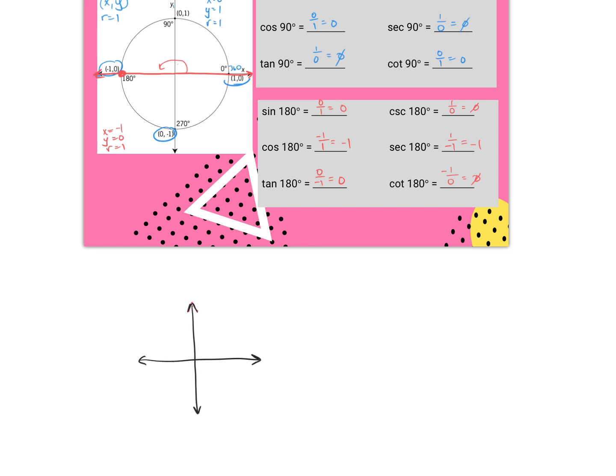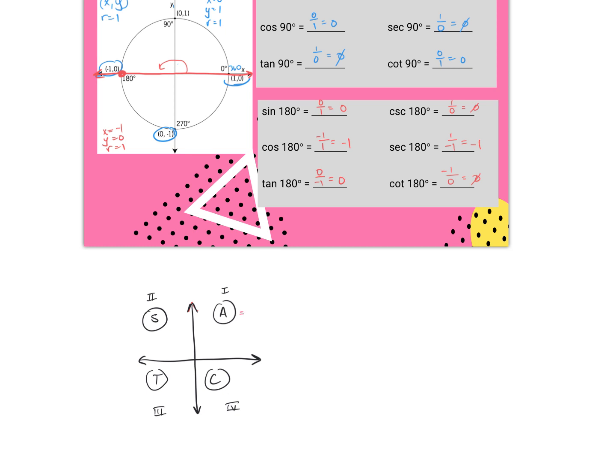Okay, and again, we know this is quadrant 1, quadrant 2, quadrant 3, and quadrant 4. And I'm going to teach you just something to help you. It says all students take calculus. Okay? All students take calculus. And if you can remember this, this is going to help you. This is going to tell you which trig functions of the 6 are positive in which quadrants.